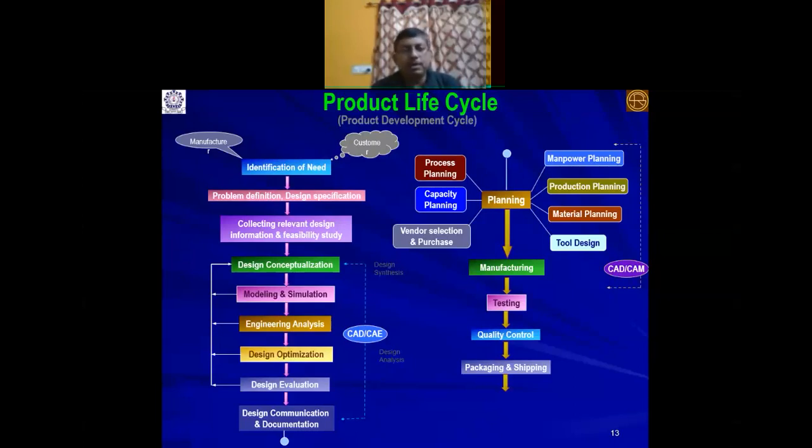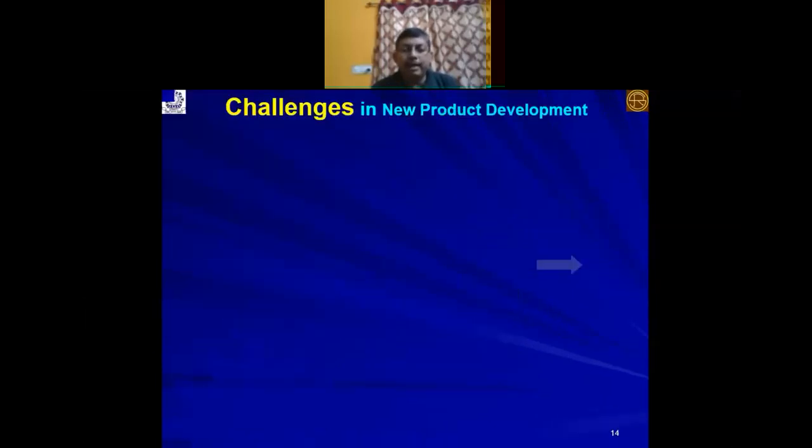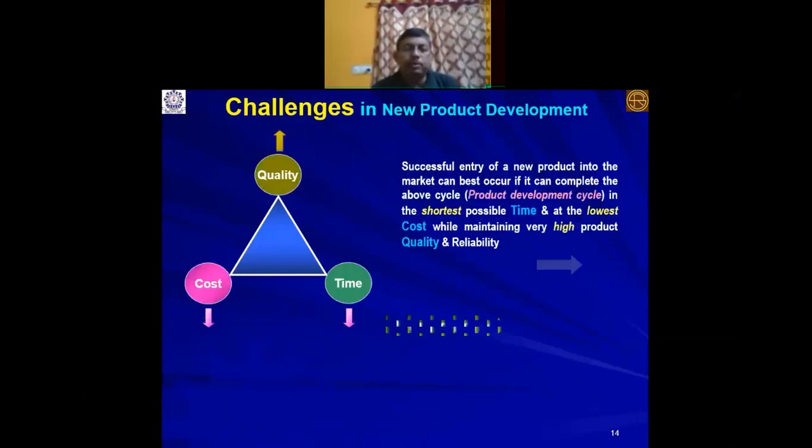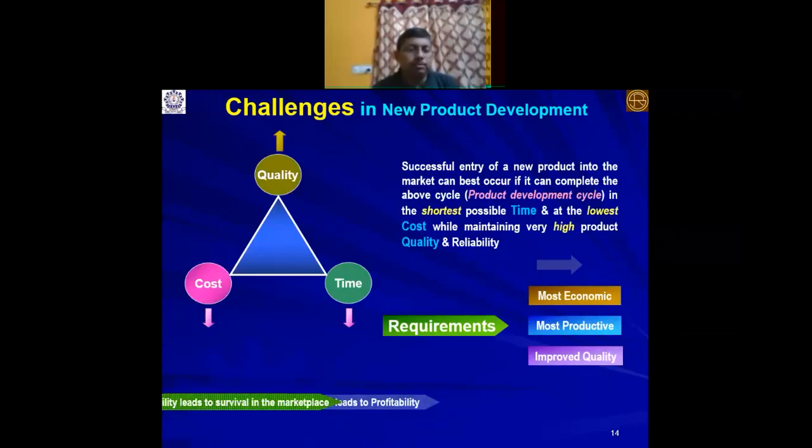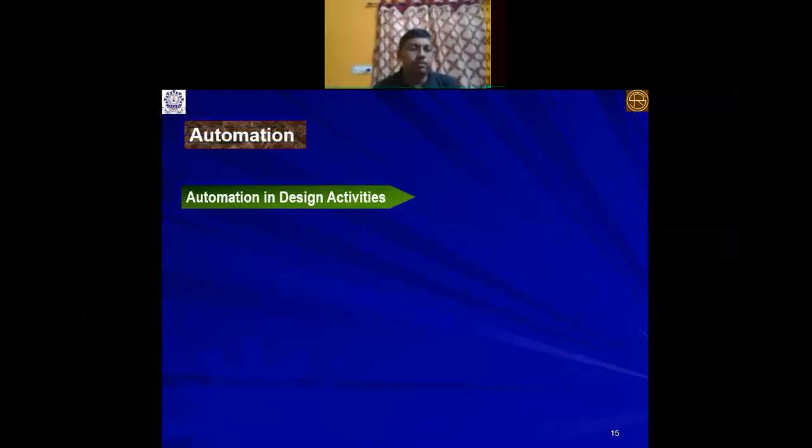So that is why at each and every step you have to focus on reducing the time involvement, or the time to complete that particular activity, and with less cost. In order to achieve this objective, one solution is to use as much automation as possible.